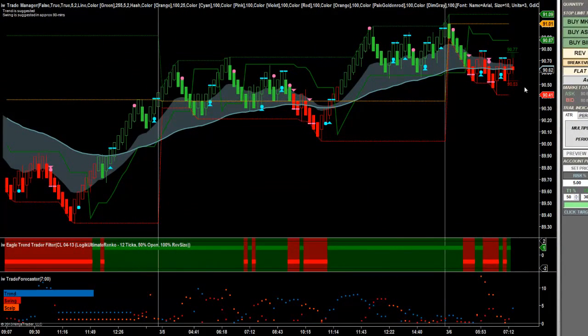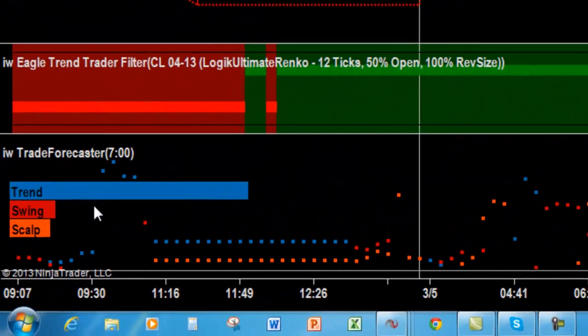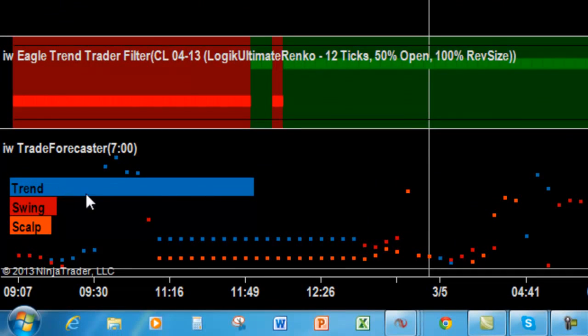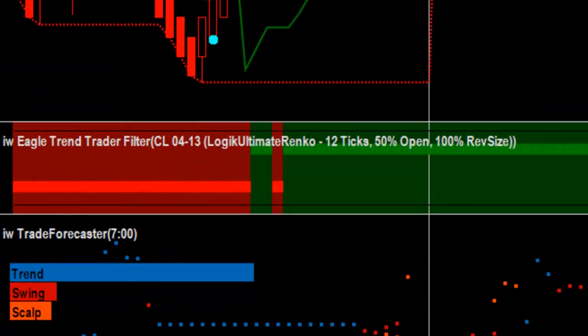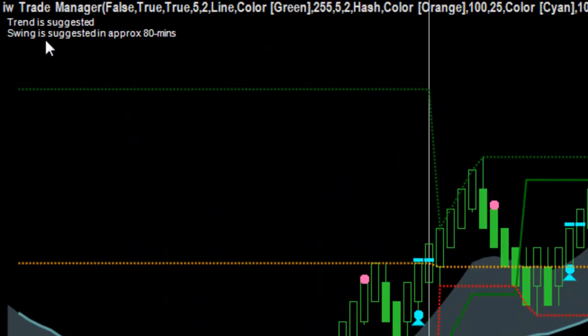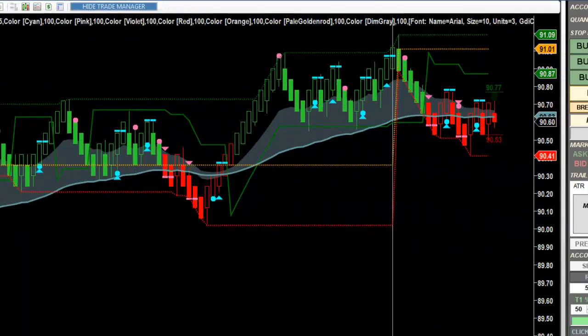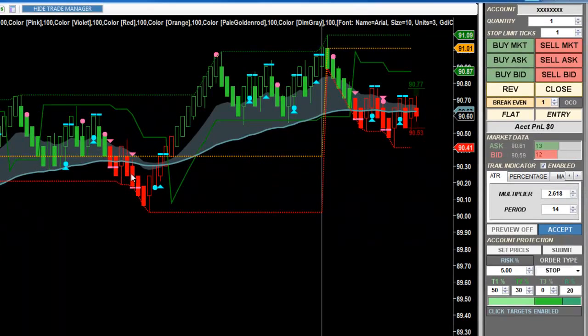Okay, let's do some demonstration and let's get an idea of how Trade Forecaster works. Currently right now, Trade Forecaster is telling us we may want to be looking for a trend trade. If we look up here in the upper left-hand corner, trend is suggested, and it is suggesting swing in about 80 minutes. So I'm going to go ahead and get ready for this trade.